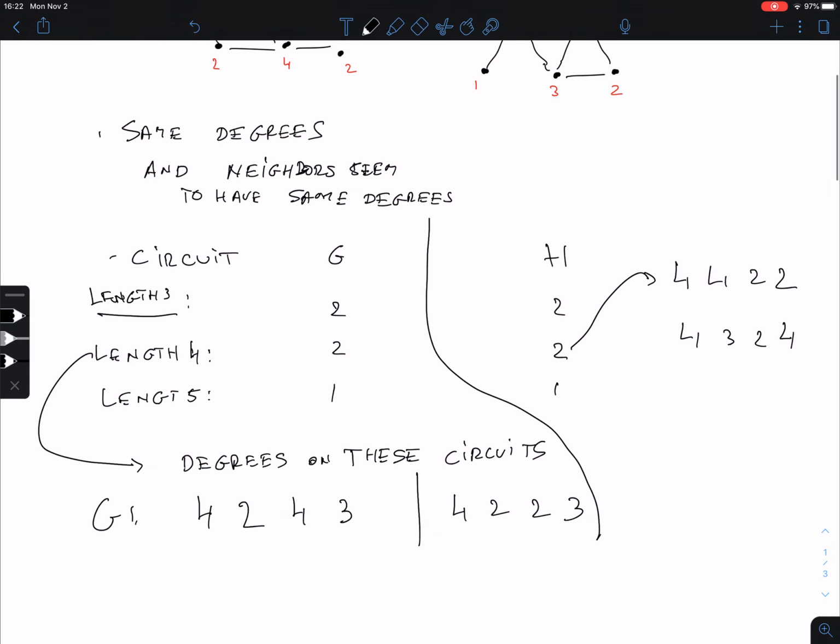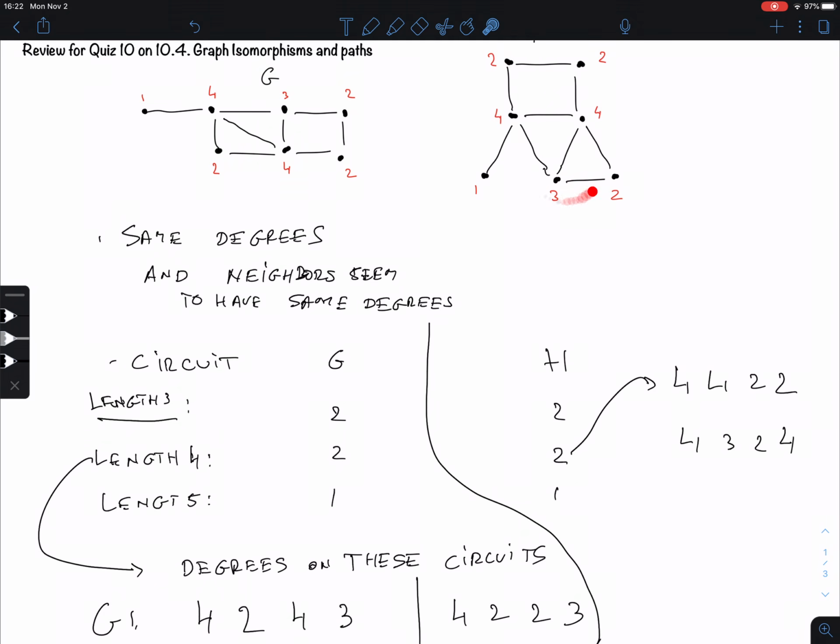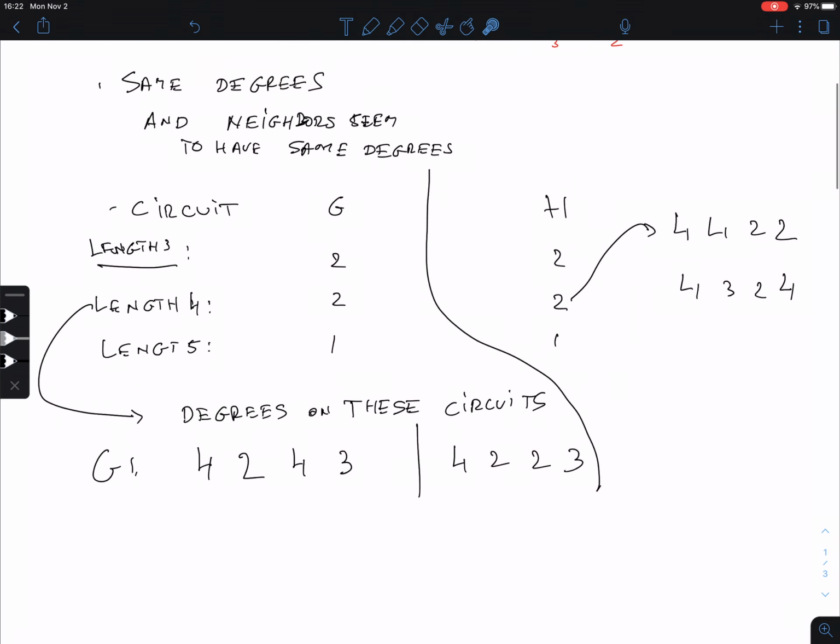But look at what happens here. These circuits are not the same as far as the degrees are concerned, because in both circuits here, the two degree 4 vertices are adjacent. So this degree 4 connects to this degree 4. But this doesn't happen here. In fact, this circuit doesn't even have a degree 4, whereas both of these have degree 4. So there's no way that I can match this to any of them. Sorry, I keep saying parts, I meant circuits.